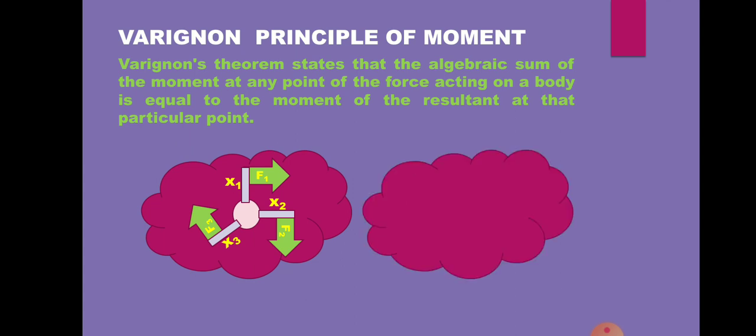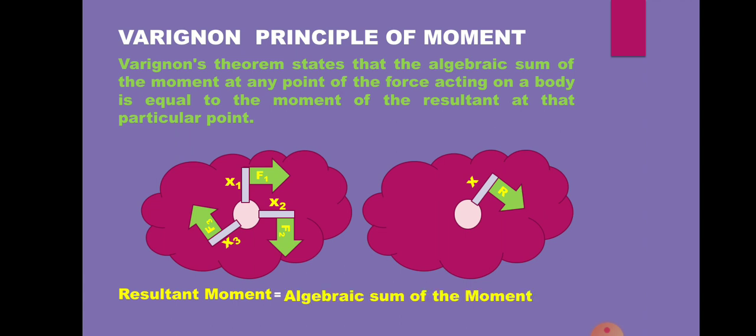Now, if we look at the same figure with the resultant force and a fixed point, the resultant R acts at a distance x and produces the same effect as all those moments. So finally we get the resultant moment equal to the algebraic sum of the moments. So R into x is equal to F1 x1 plus F2 x2 plus F3 x3. So here we proved Varignon's principle of moments.